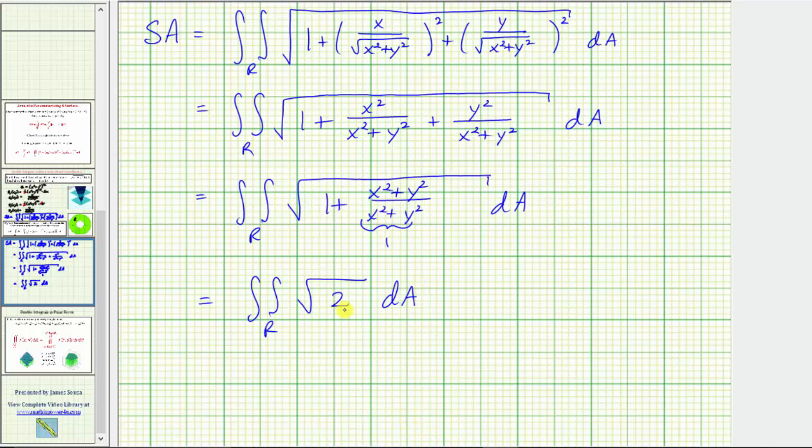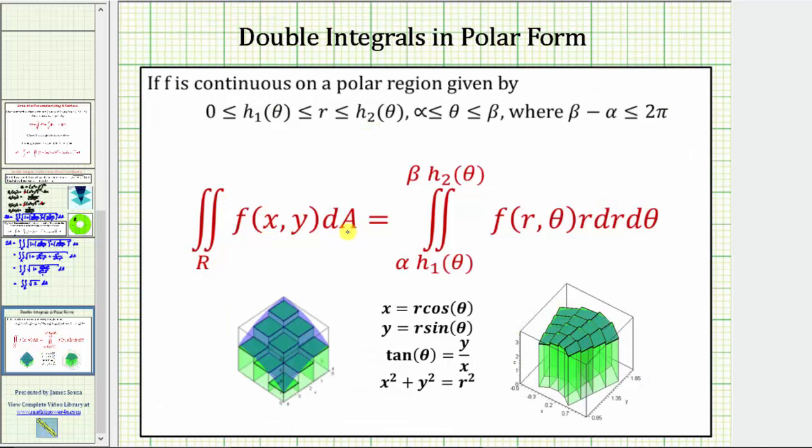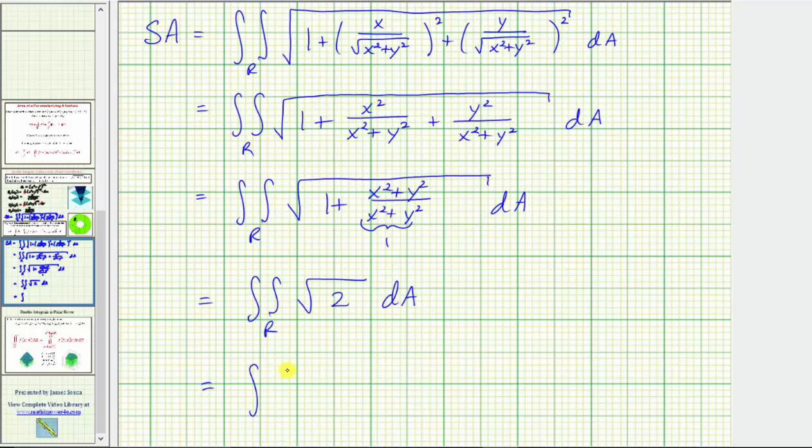This simplified nicely, but because the region of integration is the region between these two circles, let's evaluate the double integral using polar coordinates. And again, remember, for polar coordinates, differential a is equal to r dr d theta. So we have the double integral, and then we have square root 2 r dr d theta. Now let's go back and look at the region of integration to determine the limits of integration for r and theta.